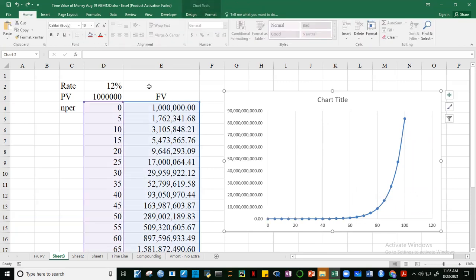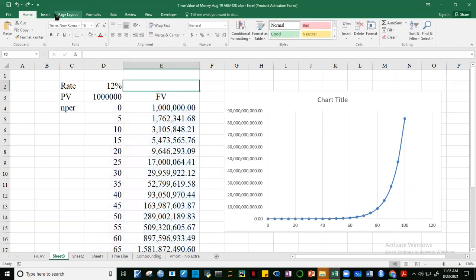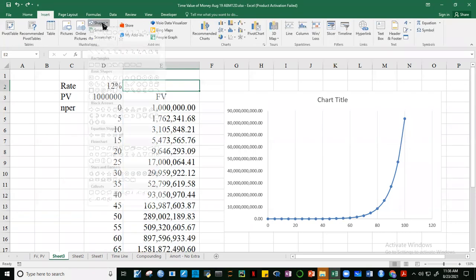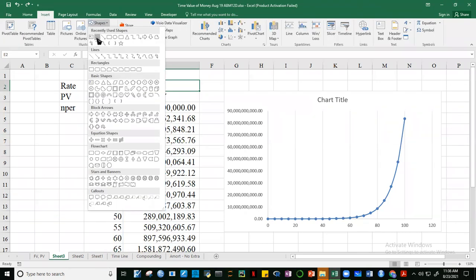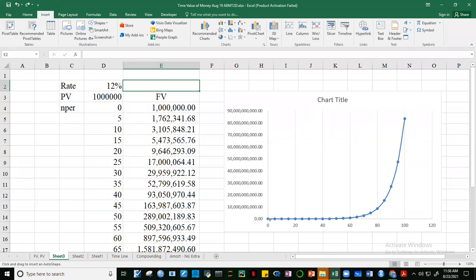Sorry, mali yun na ano ko. Ulit, insert, shape, ito lang. Yung arc na to, walang direction. There.